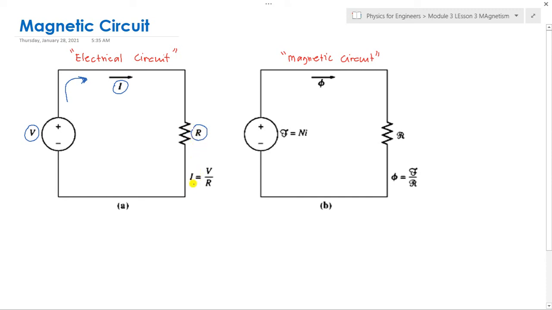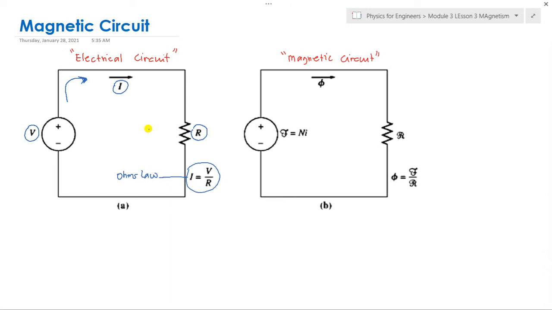So by Ohm's law, we have this relationship: I equals V over R. Of course, you already know that one.